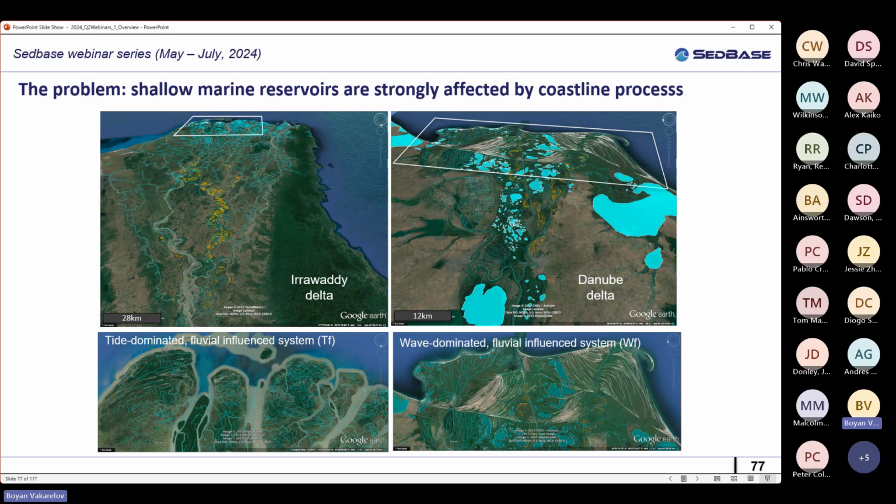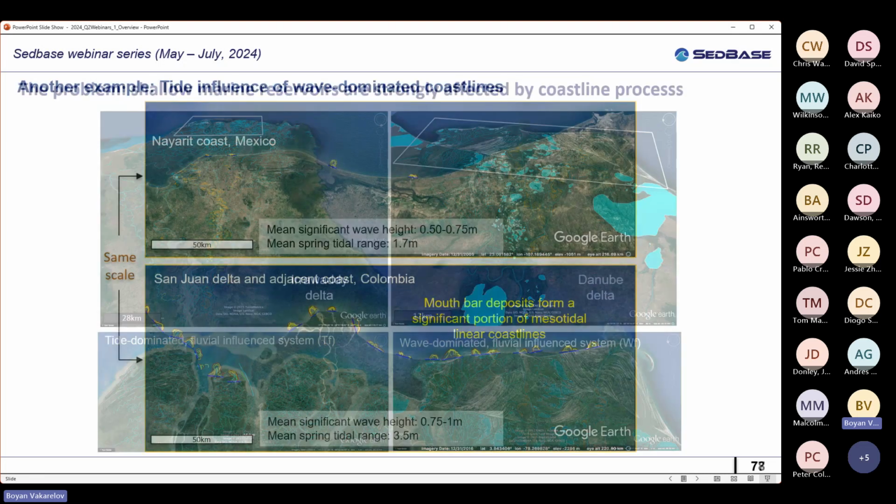The Irrawaddy Delta is a tide-dominated delta. The Danube Delta is a wave and fluvial-dominated delta, depending on which part of the system you're looking at. But the point is that there is this key thing in shallow marine systems, which is the process at the shoreline, which is fundamentally capable of redistributing sediment depending on what it is. So from the very beginning, it has been obvious that to effectively describe shallow marine systems, you have to worry about process variability in them.